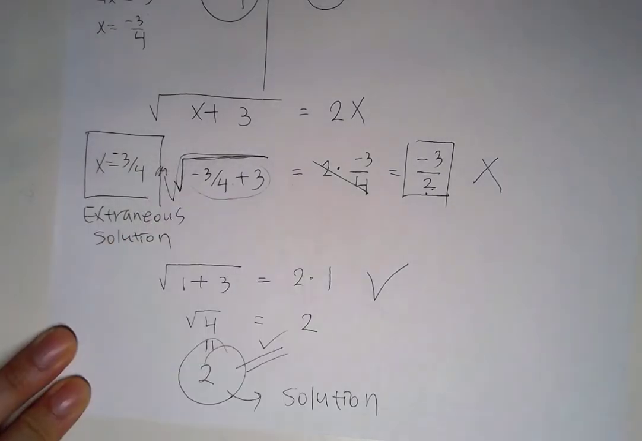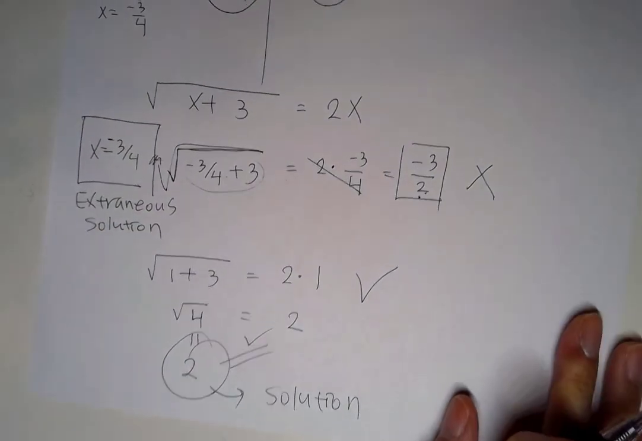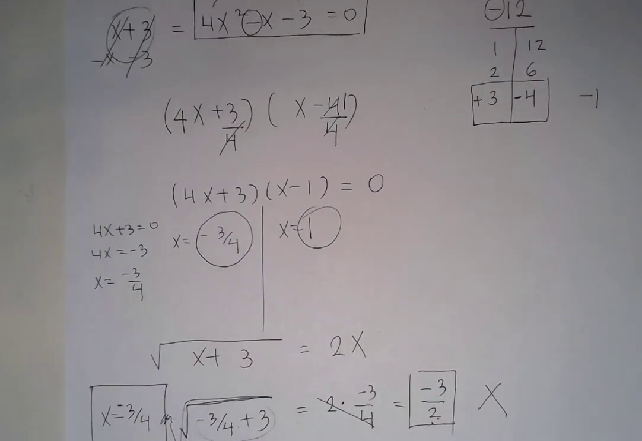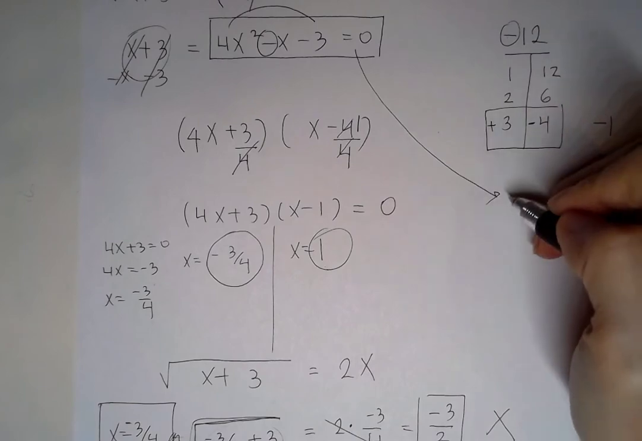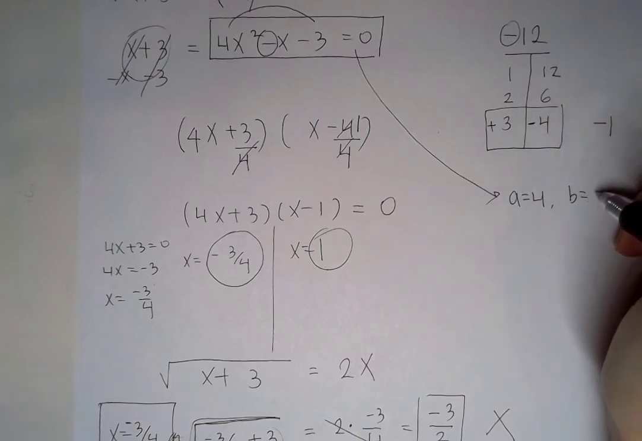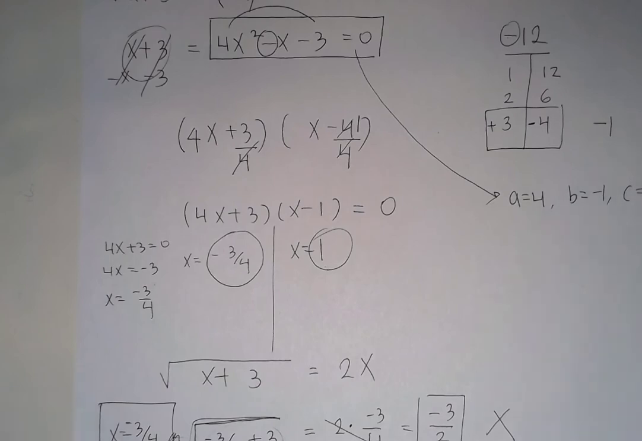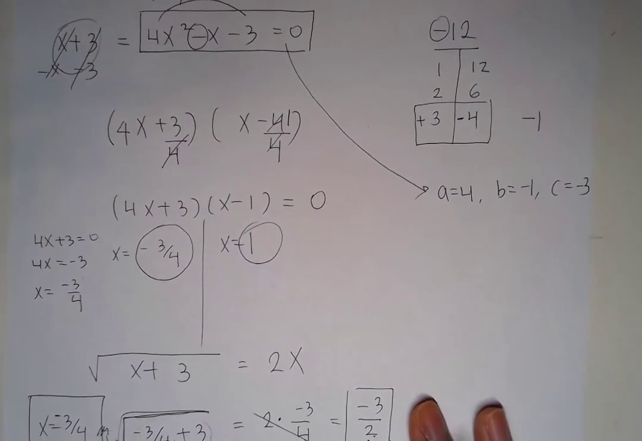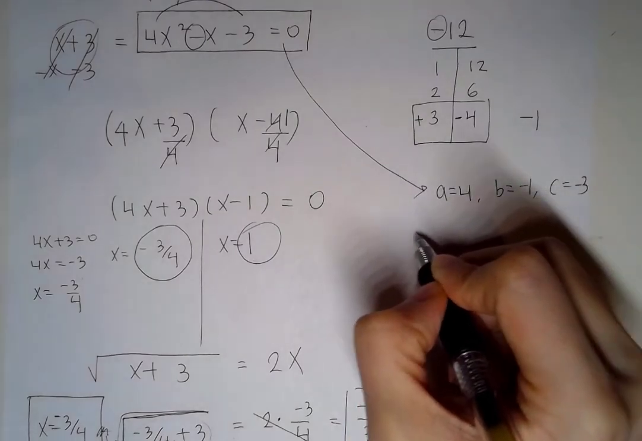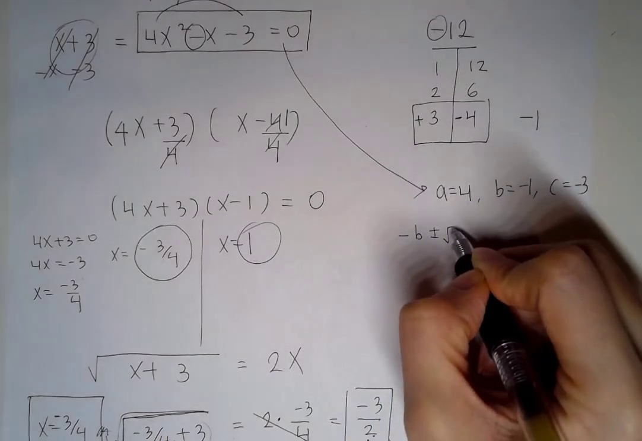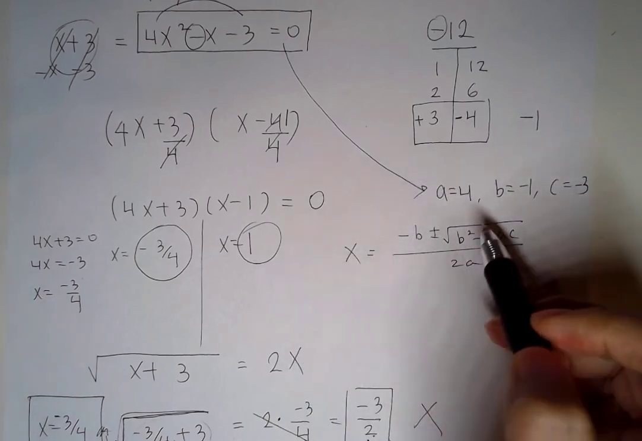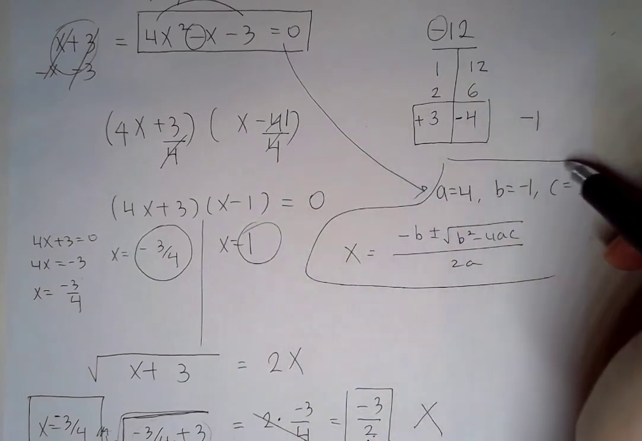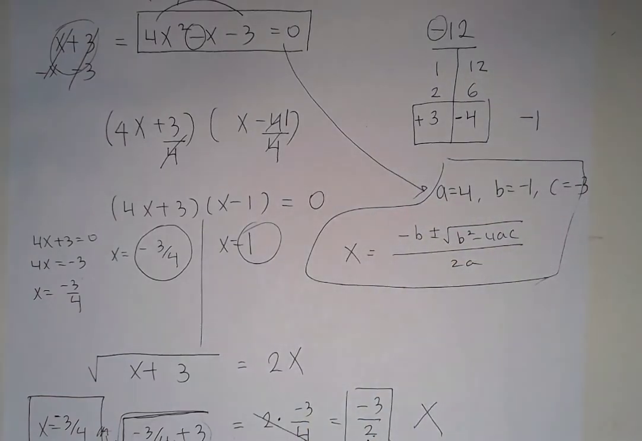Okay? Alright. And then when you're solving this without factoring, then you need to use the quadratic formula, right? So from here, your a is 4, b is negative 1, c is negative 3, right? And then negative b plus or minus the square root of b squared minus 4ac over 2a. So simplify, put the numbers in, and you will get negative 3 over 4 and 1.